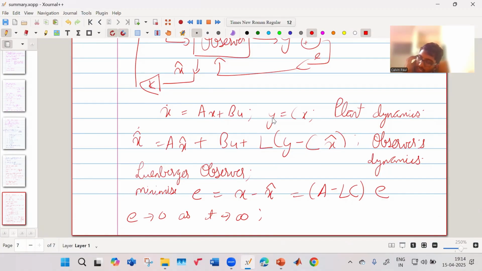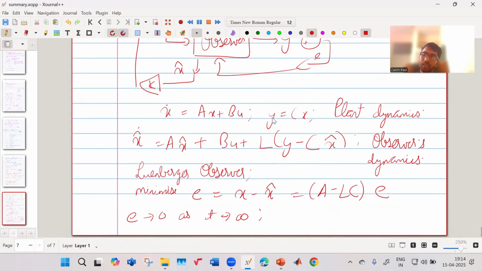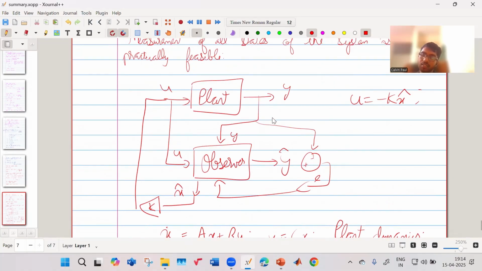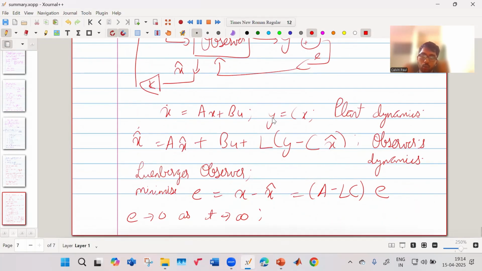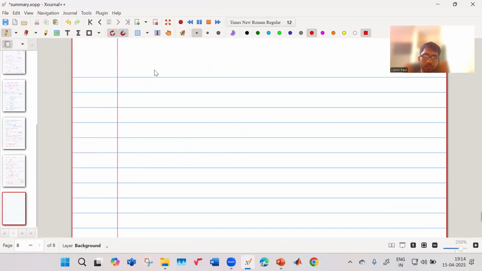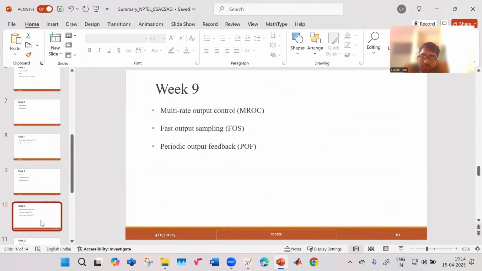So these are the dynamics, and it is usually recommended that the observer dynamics should be at least 10 times faster than your plant dynamics, so that your estimated states are accurate. We don't want our observer to be slow. Next, that is the separation principle: the observer dynamics must be quite fast compared to our plant dynamics.